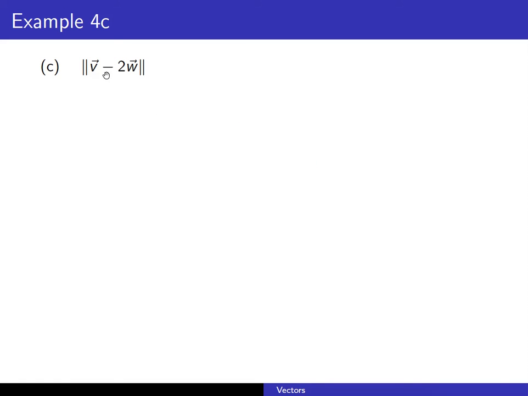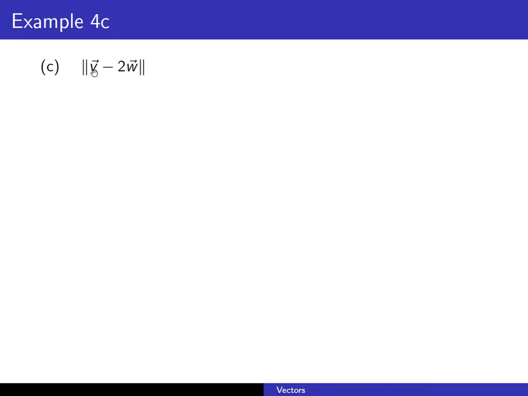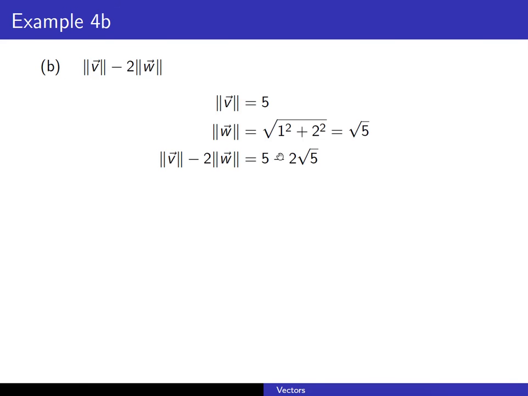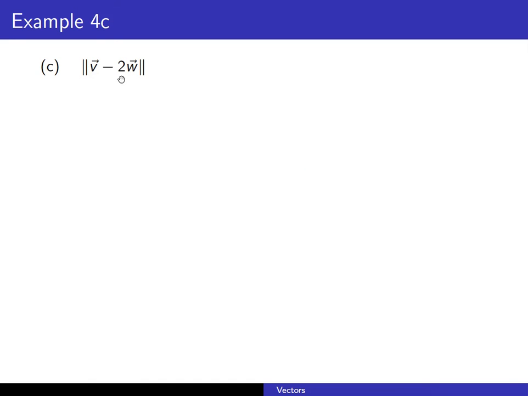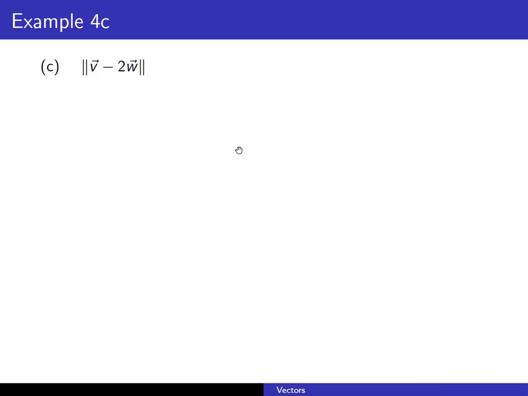All right, part C, the magnitude of v minus 2w. Here we had separate magnitudes we were subtracting, but now it's the magnitude of the difference. That is not necessarily going to be the same as the answer that we got. In fact, most of the time it won't be. So don't just say, oh, I see some magnitudes and v minus 2w, so my answer is going to be 5 minus 2 square root of 5. Not necessarily, no. So let's see what the answer is.